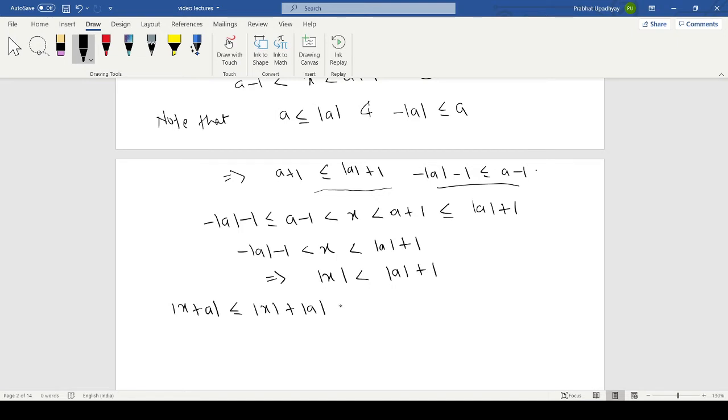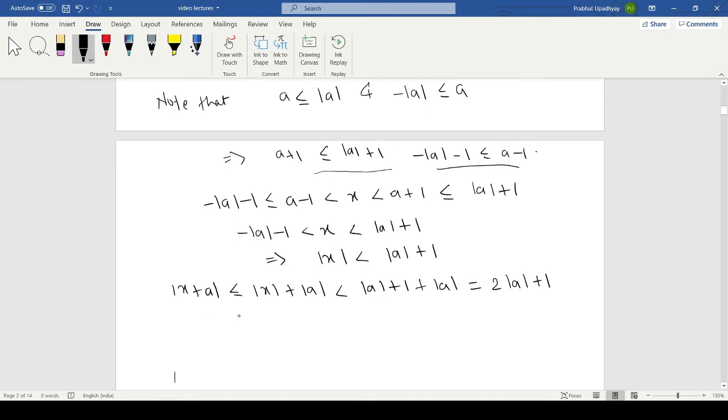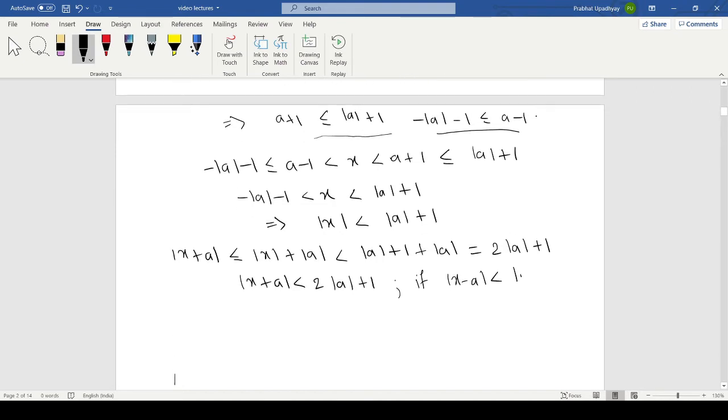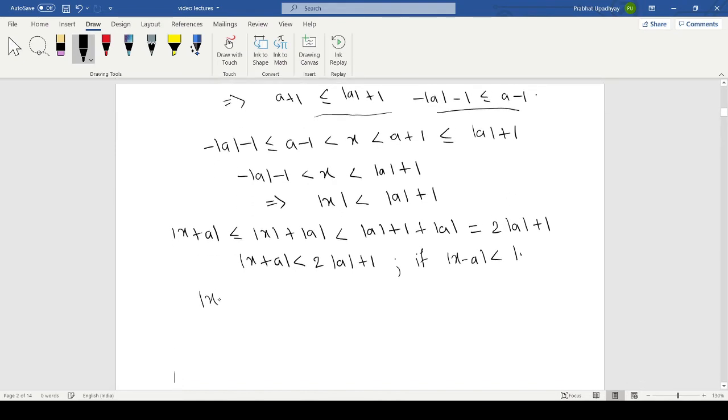But |x| is less than |a| plus 1, and this |a| as it is. And this is equal to 2 times |a| plus 1. So you have got |x + a| is less than 2 times |a| plus 1, when |x − a| is less than 1. Now remember, you want |x − a| times |x + a| to be less than epsilon.